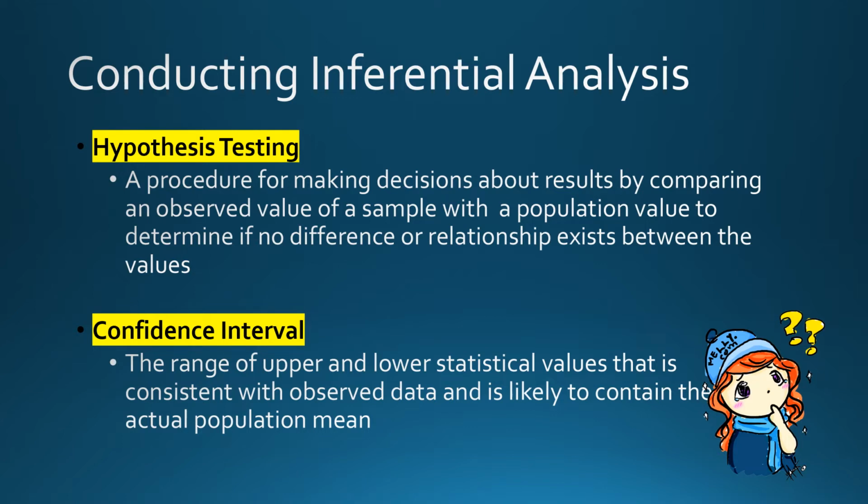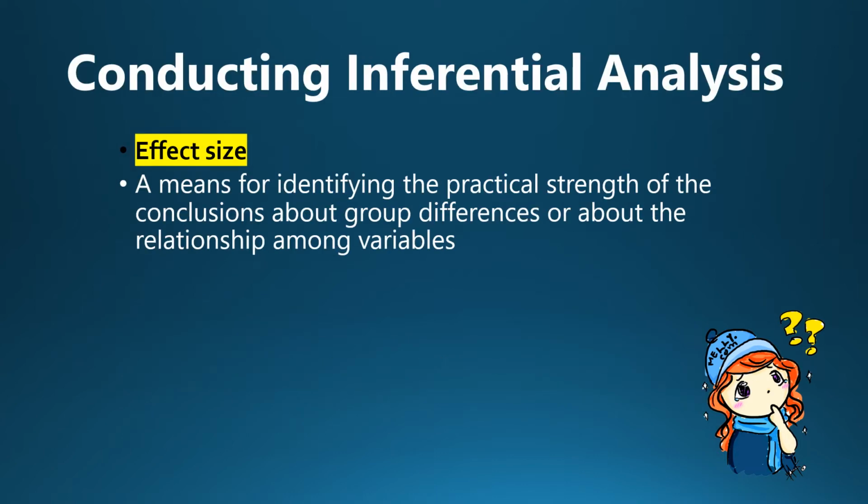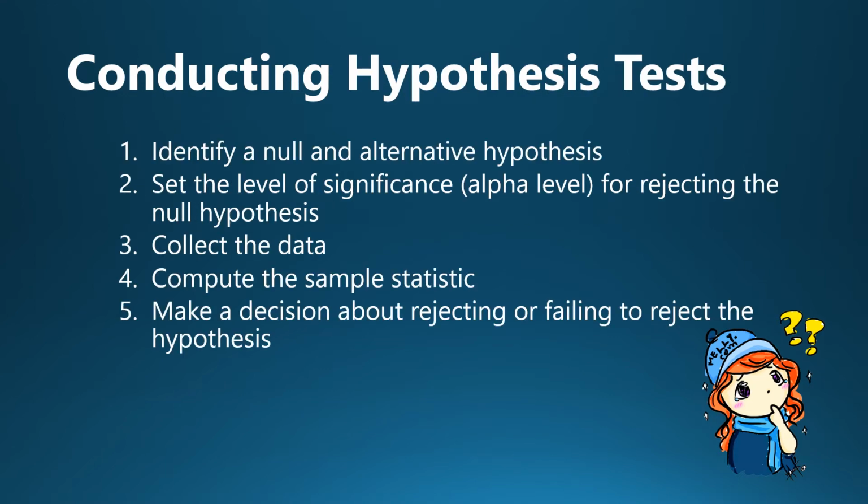Confidence interval: the range of upper and lower statistical values that is consistent with observed data and is likely to contain the actual population mean. Effect size: a means for identifying the practical strength of the conclusions about group differences or about the relationship among variables. Conducting hypothesis tests: identify a null and alternative hypothesis.